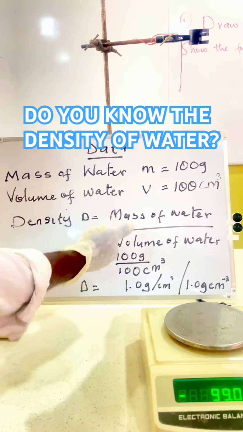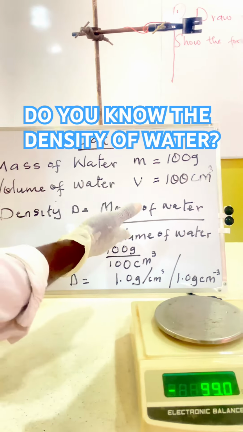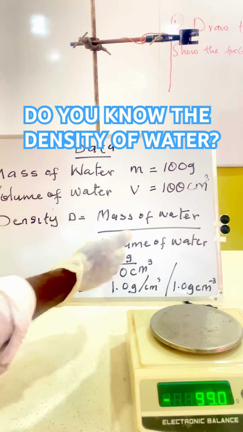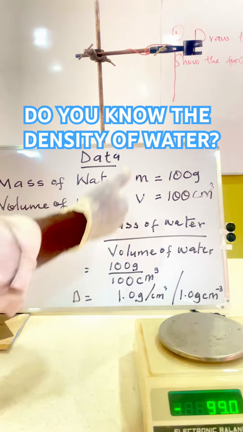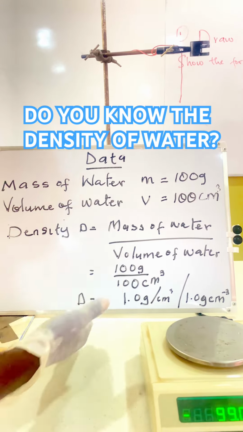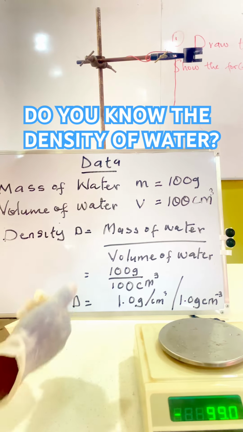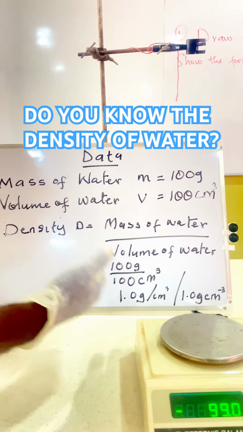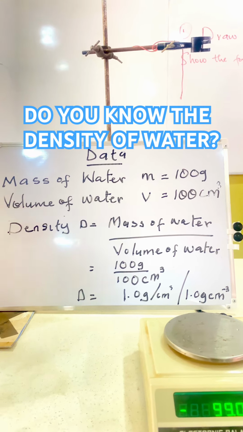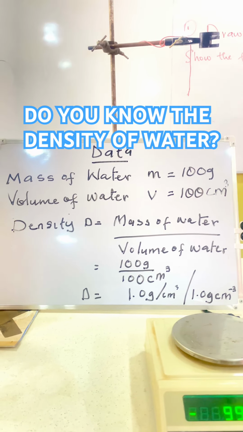So, the density is the mass of the water divided by the volume of the water, which is 100 grams divided by 100 centimeter cube. When you do that division, you are going to get 1.0 gram per centimeter cube, which is the density of water. Now, knowing the density of water, what is the importance of this?